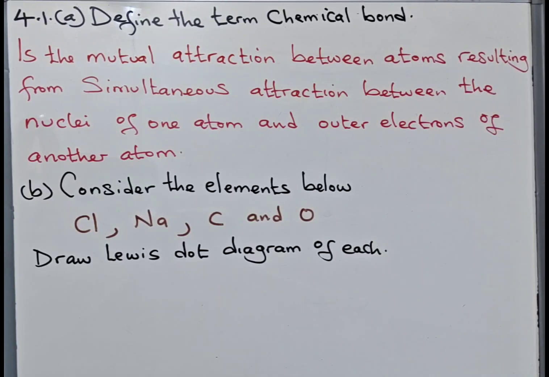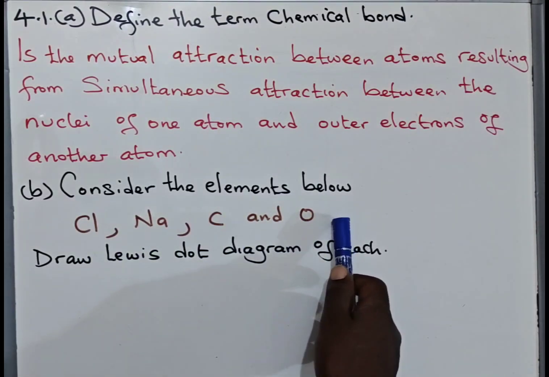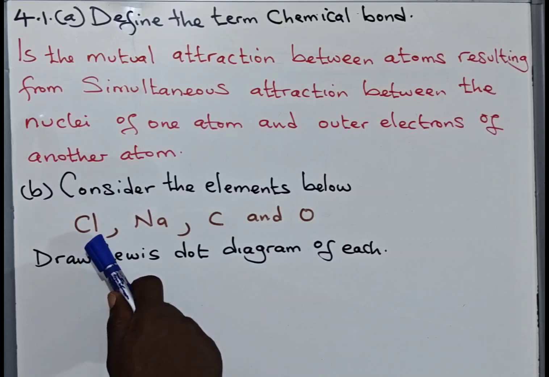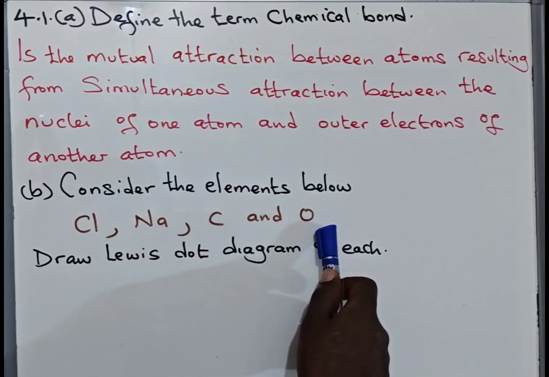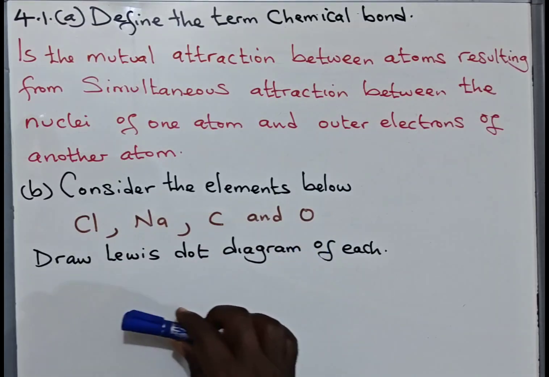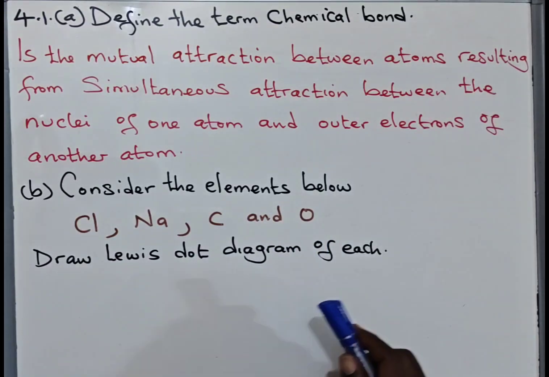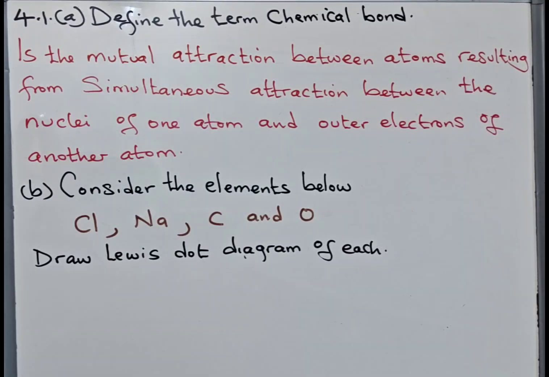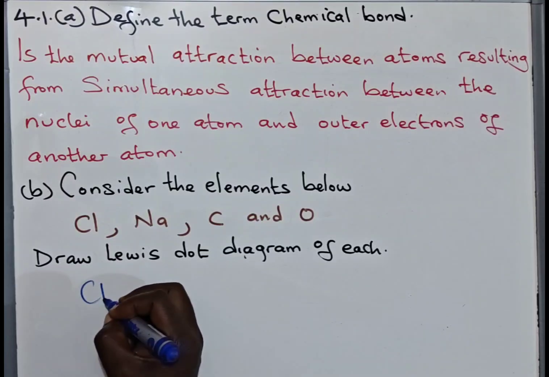Then we come to this question. It says: consider the elements below. These are chlorine, sodium, carbon, oxygen. The question says draw the Lewis dot diagram of each. Let us start with chlorine.